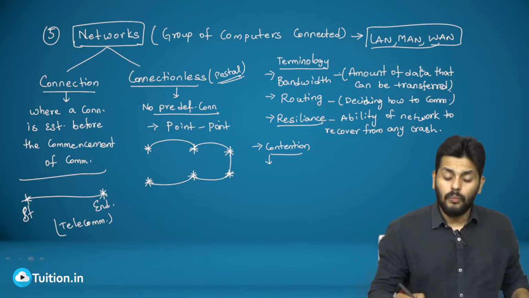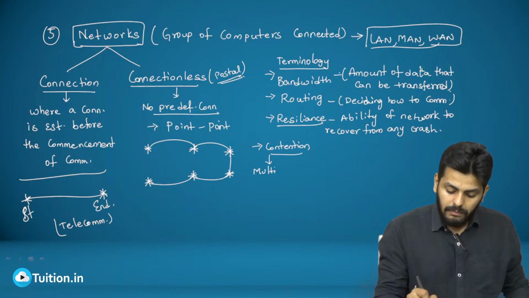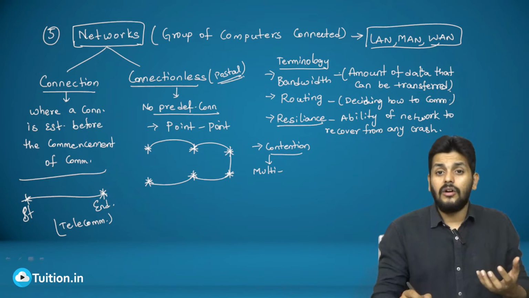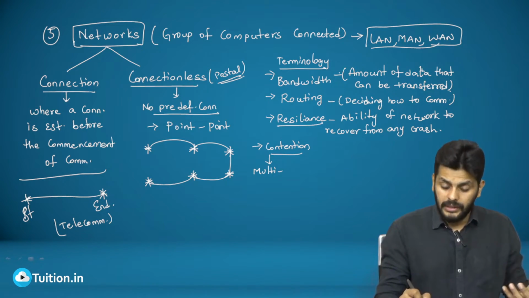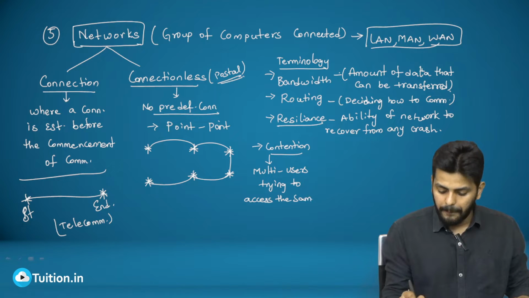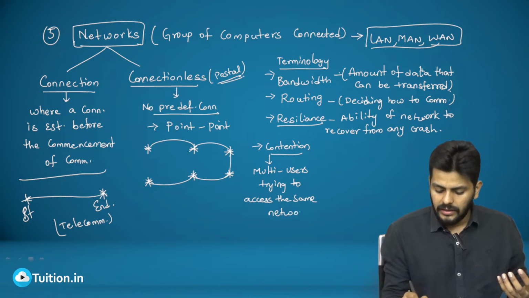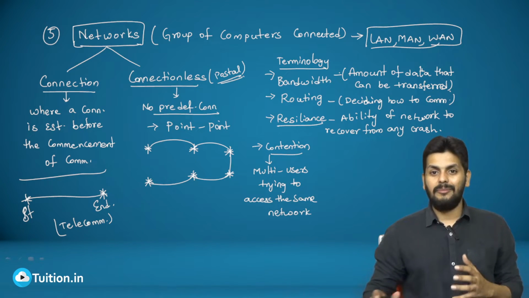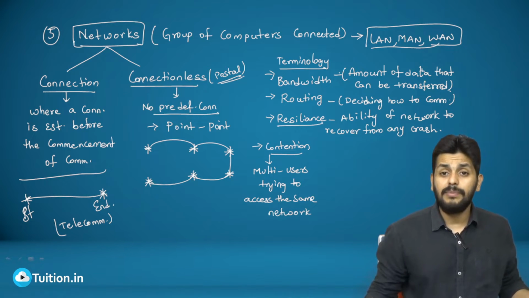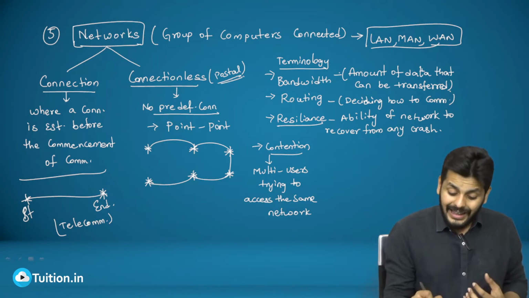Contention is nothing but multiple people, or rather than saying people, on a network we call them users or peers. So I'll say multiple users trying to access the same network. All of us are trying to attack the Amazon server or Flipkart server, like say Flipkart Big Billion Day sale, all of them attacking the Flipkart server. This is network contention: too many people trying to access the same network at the same time.